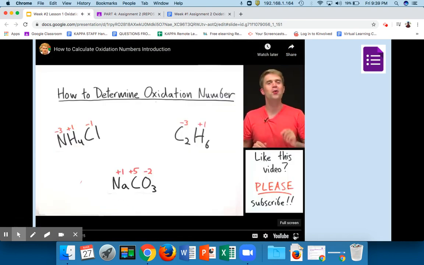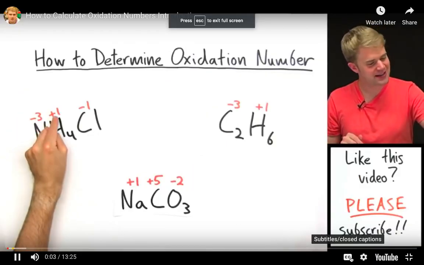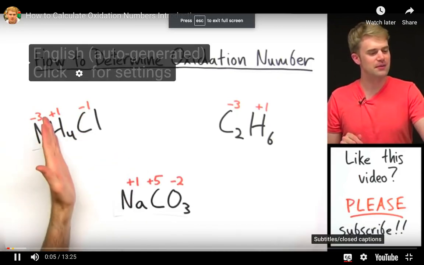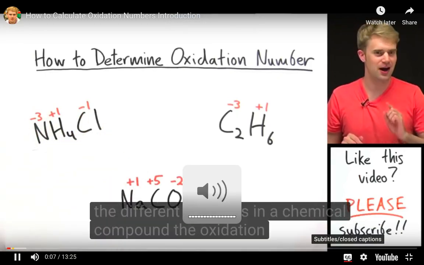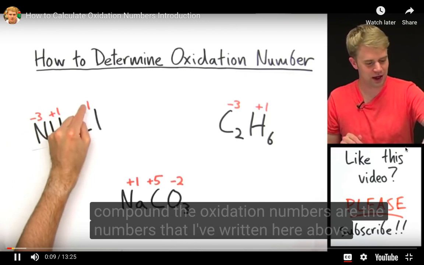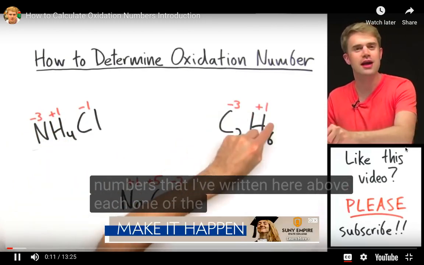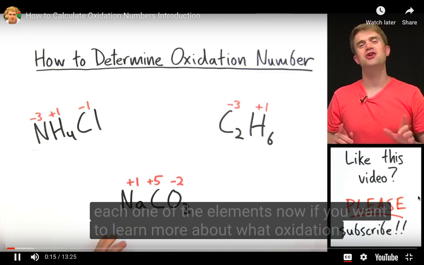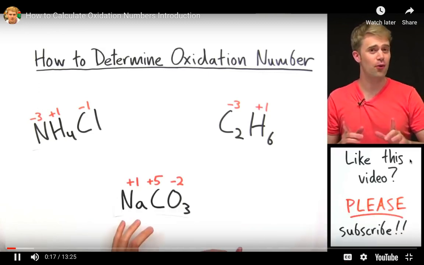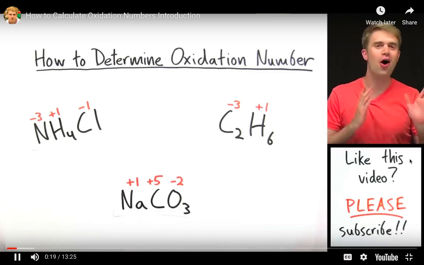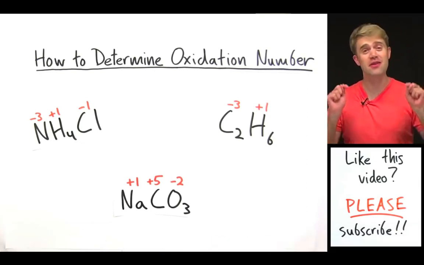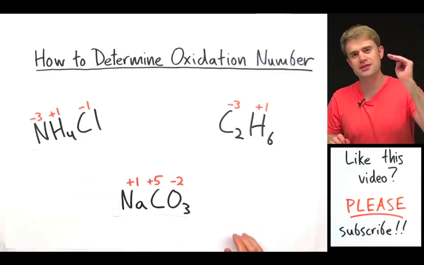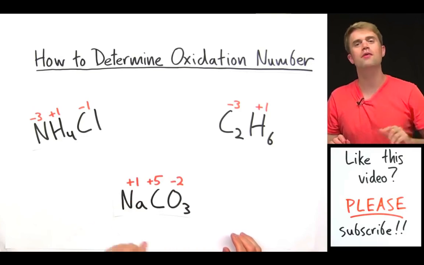In this video, we're going to learn how to figure out the oxidation numbers for the different elements in a chemical compound. The oxidation numbers are the numbers that I've written here above each one of the elements. Now, if you want to learn more about what oxidation numbers are or why they're important, check out my video called What Are Oxidation Numbers? In this video, we're going to work through the process of how you figure out what these numbers are.